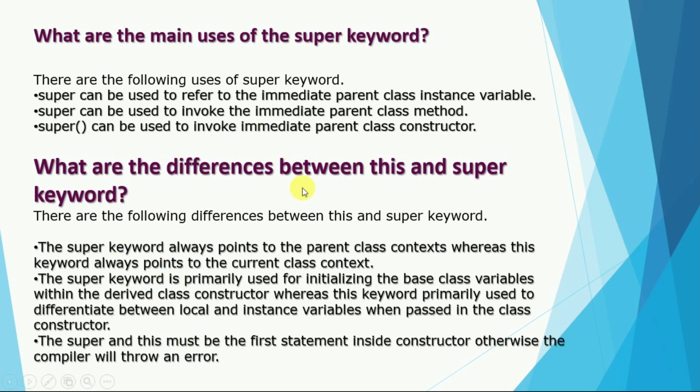So we already discussed the main uses of the super keyword. Super can be used to refer to the immediate parent class, to call the immediate parent class method, and to call the immediate parent class constructor. So what is the difference between this and super keyword? The super keyword always points to the parent class, whereas this always points to the current class. We already discussed this and super in our previous slide.